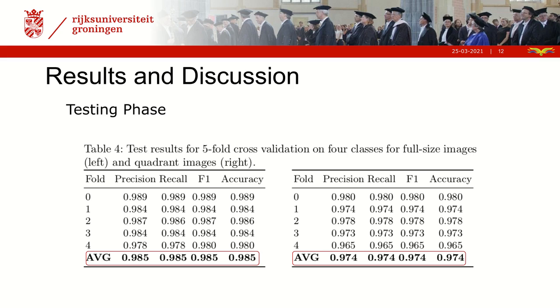The following table reports the precision, recall, F1 score, and accuracy on 4 classes for the full-size image on the left and the quadrants of the images on the right. Obviously, the outcome of all these measures shows that the classification of individual cells on full-size images is 1% better than on quadrants of the images. The reason for this is that fewer cells are detected on the original image compared to quadrants of the images.